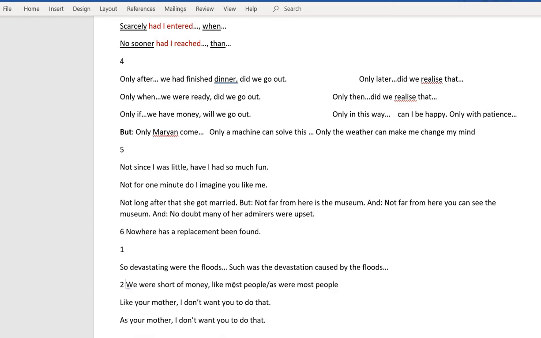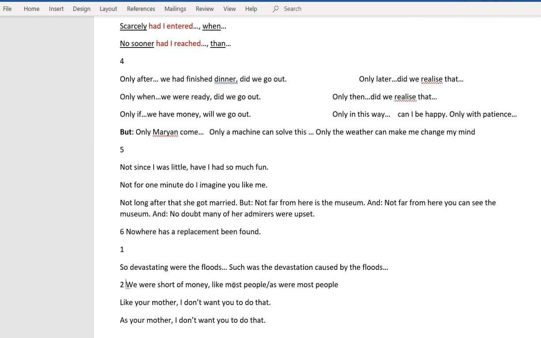So we can see all the use of as and like. What these two sentences at the very bottom of page 72 are telling you is that we need to use as with the verb or the auxiliary, right? We were short of money, as were most people in our neighborhood. I thought, as did my colleagues, that the recession would soon be over.